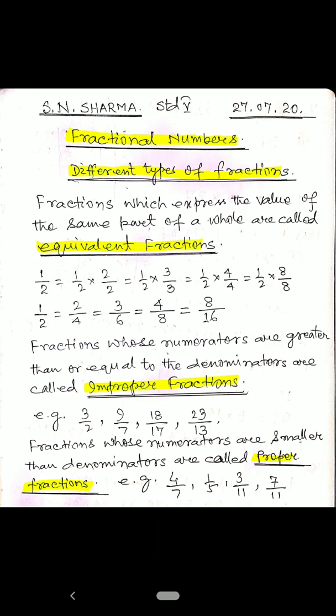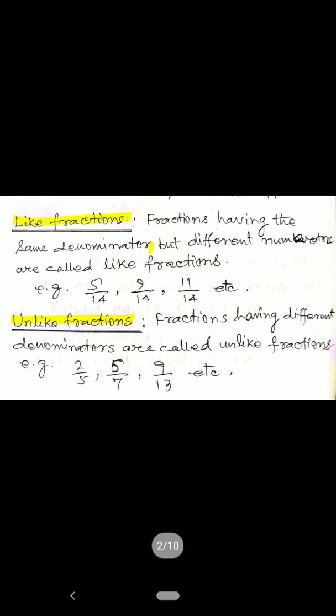Fractions having the same denominators but different numerators are called like fractions. For example, 5 by 14, 9 by 14, 11 by 14. Here denominators are 14 and numerators are different. So they are called like fractions.